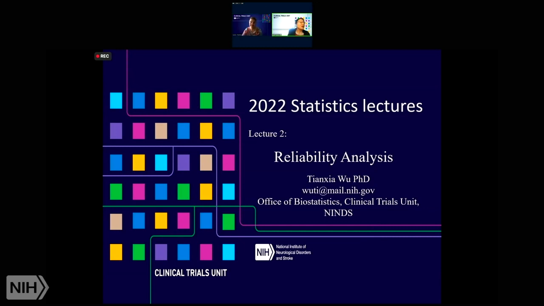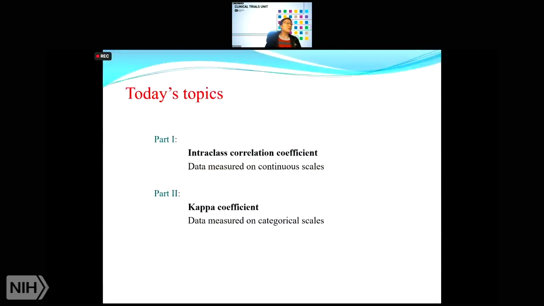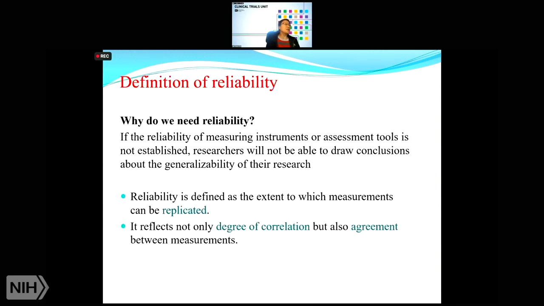Thank you, Sandra. Welcome to our statistics lecture. In this lecture, I present reliability analysis, which includes intra-class correlation coefficient and kappa coefficient. So why do we need reliability? If the reliability of measuring instruments or assessment tools is not established, research will not be able to draw conclusions about the generalizability of their research.